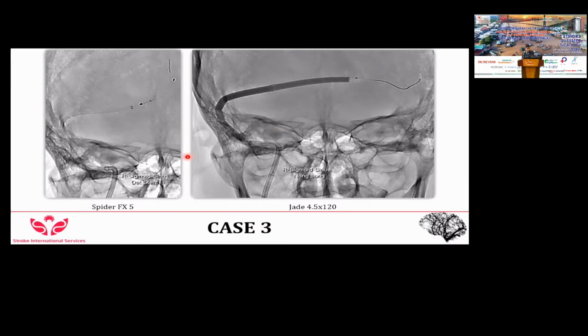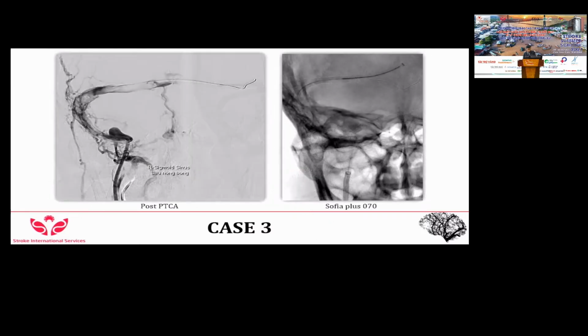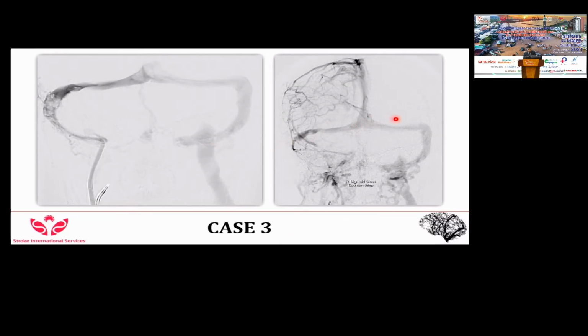Then on the left side we use the Spider FX 5, that means the embolic protection device, and on the right side we do the thrombectomy. On the right side we use a balloon, 4.5 over 120, and this is the DSA after balloon PTCA. Post PTCA, we can see the clot is still there, but the flow is increased. Then we try thrombectomy by the ADAPT technique using the Sophia Plus 70. And this is the final DSA showing recanalization of the lateral sinus, with flow to the sigmoid and on to the heart, out of the brain.